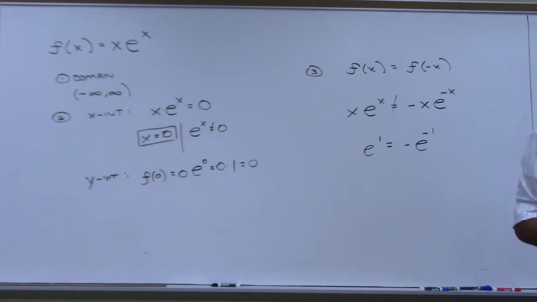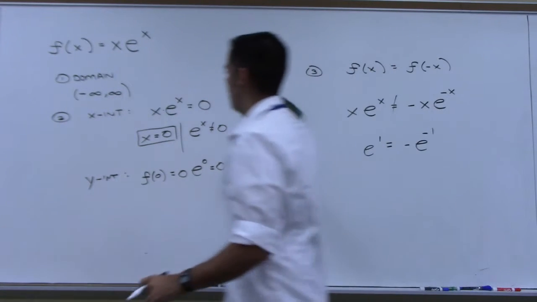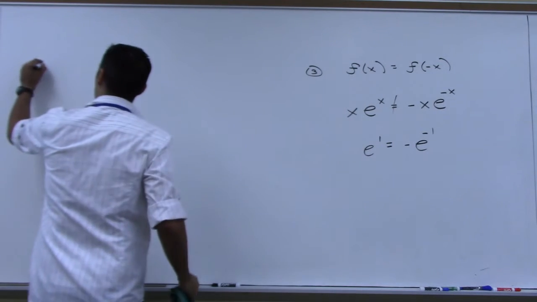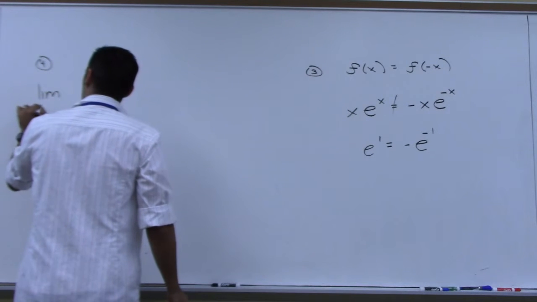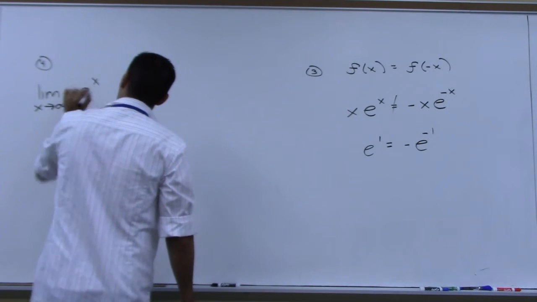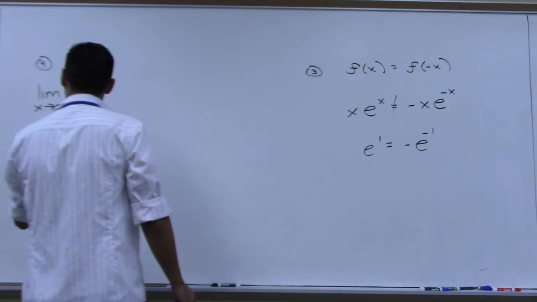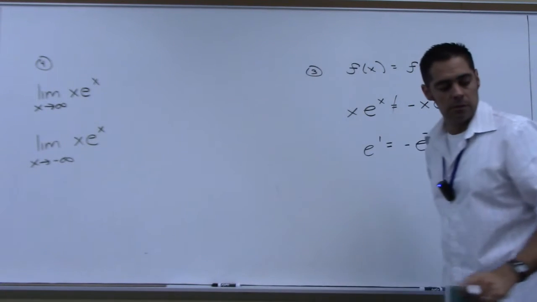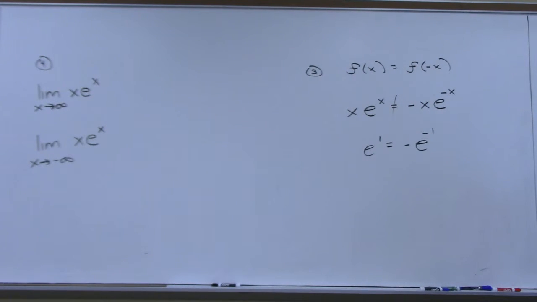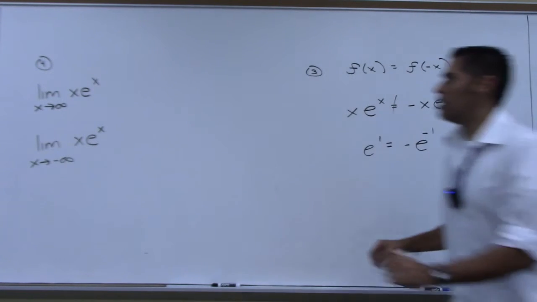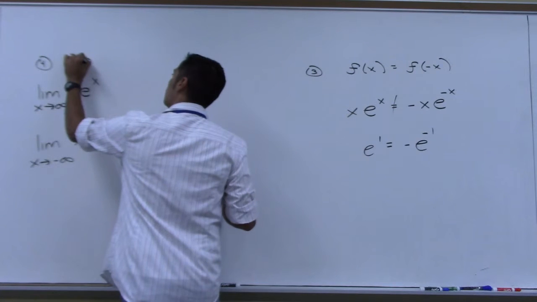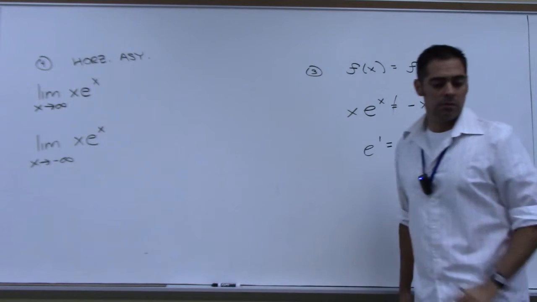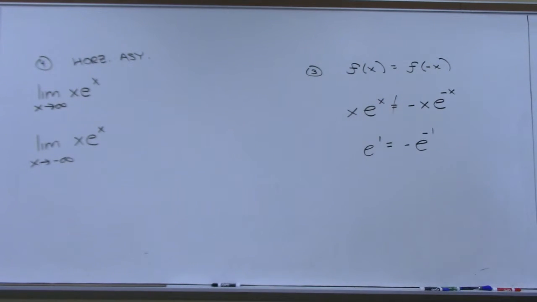What else? Asymptotes. So what we do for asymptotes is I take the limit as x goes to infinity of x e to the x, and then I also need the limit as x goes to negative infinity of x e to the x. So let's talk about the first one. Vertical? Oh wait, no, I'll get to those. This is to check for our horizontal asymptotes. Why am I not checking for vertical? Because the domain's all real. You don't have any division here, right?